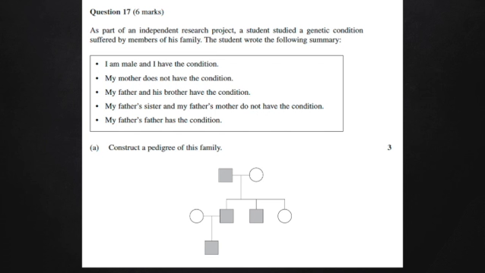So let's follow through from the bottom down here, and we'll go through step number 1. I'm a male, I have the condition. My mother does not have the condition. Circle, not coloured in. Father and his brother have the condition, so father. Then you'd move out over here to the brother has the condition. Father's sister and father's mother do not have the condition. My father's father has the condition. So really you're just following a roadmap there in order to construct that pedigree. The next part of the question gets a little bit more tricky though, so we'll move on to the next part of this question.